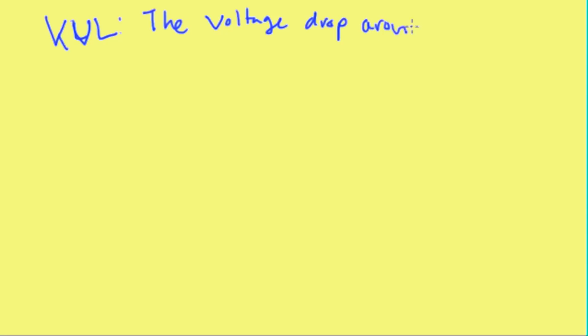Alright, so let's begin with Kirchhoff's voltage law. So I'm just going to write it as KVL. That says the voltage drop around a closed loop is 0. So what that means is if you start and stop at the same point but go in a loop, the net voltage drop will be 0.